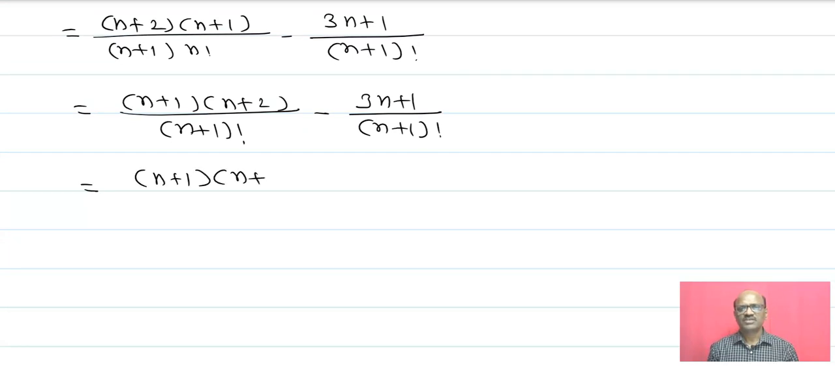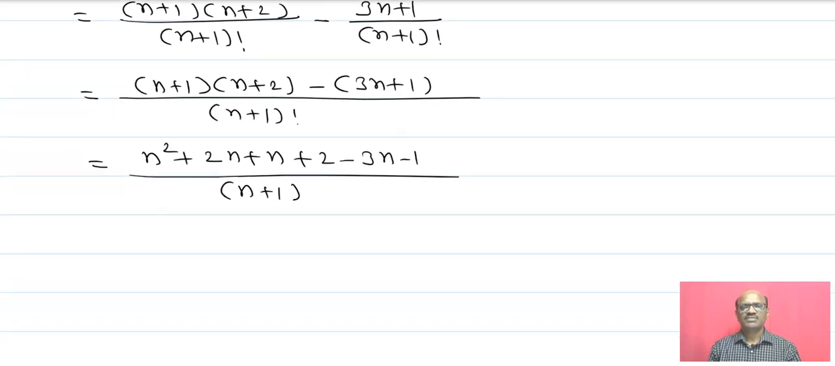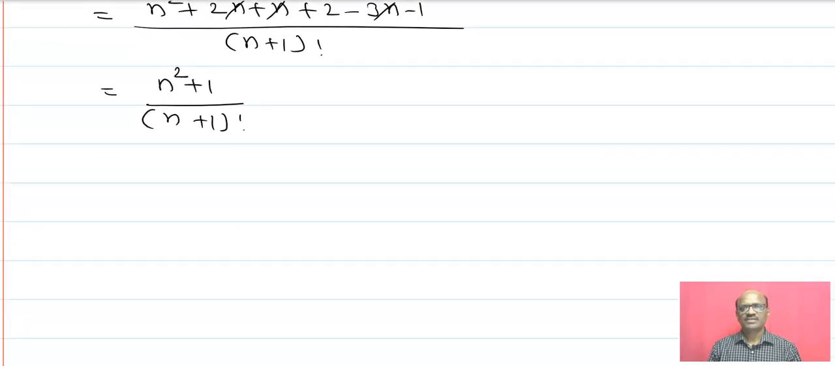Now normal simplification here. Therefore, multiplication: n² + 2n + n + 2 − 3n − 1 upon (n+1)!. Now cancellations. Therefore (n² + 1)/(n+1)!, that is (n² + 1)/(n+1)!. This is the answer.